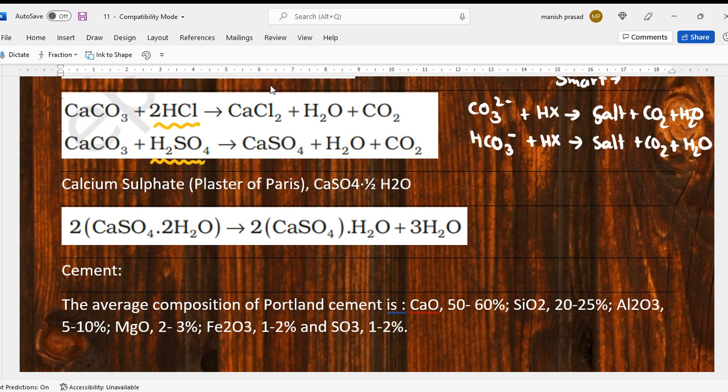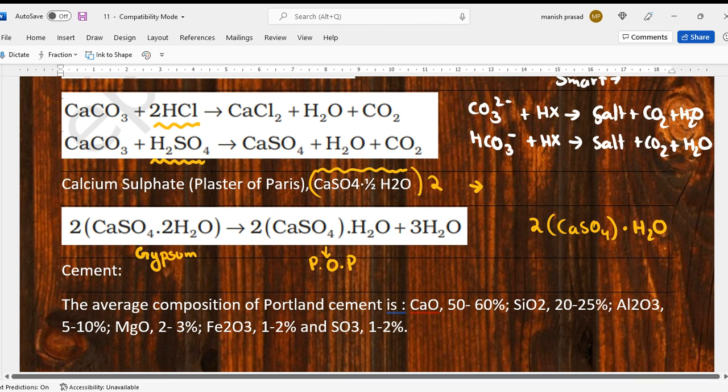POP, not Mr. Pop. It is plaster of Paris, calcium sulfate hemihydrate, made from gypsum. Again, a note of caution: in class 11th, we write POP in this manner, and not in the manner that we studied in class 10. Because half a molecule of water is not possible. So what do we do? To remove that half a molecule of water, we multiply the whole thing by 2. So it becomes 2 molecules of calcium sulfate with 1 molecule of water as water of crystallization.